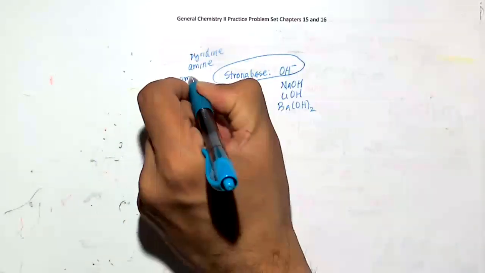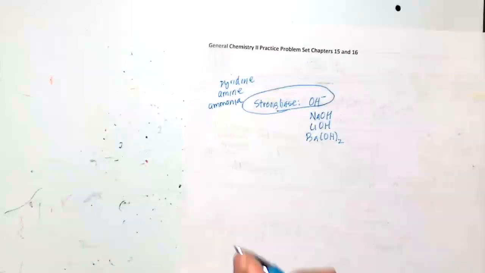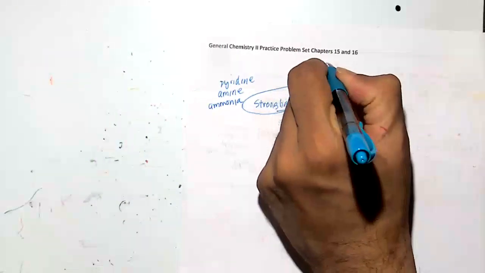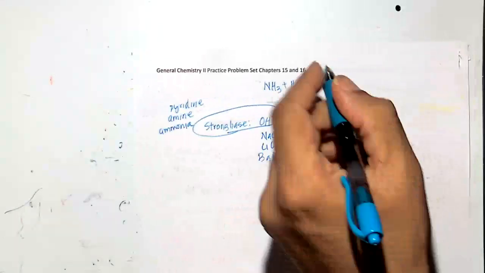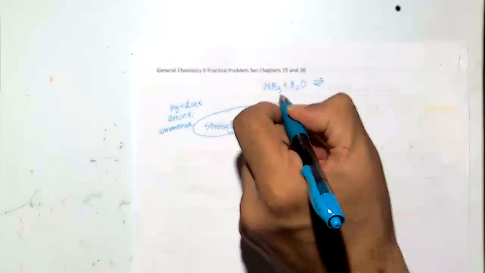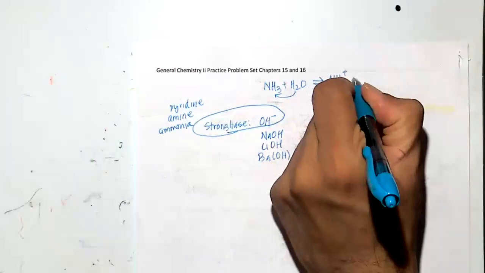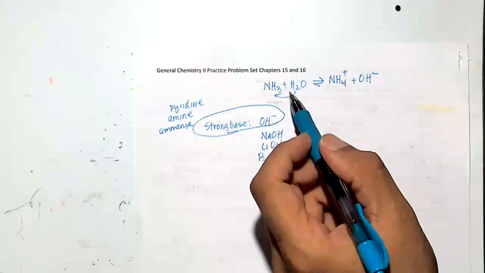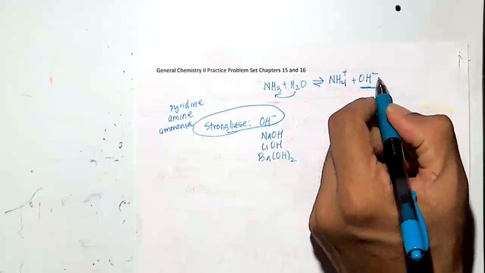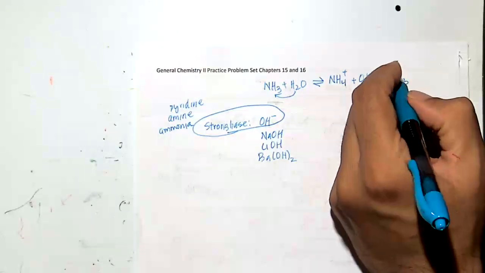Anyways, amines, pyrimidines, ammonia. Okay. Ammonia is a weak base? Oh yeah, definitely. NH3 plus H2O takes a proton, giving NH4 plus and OH minus. So yes, ammonia is a weak base. It's a source of OH minus, but it's a weak source. Okay? Not many people know that.